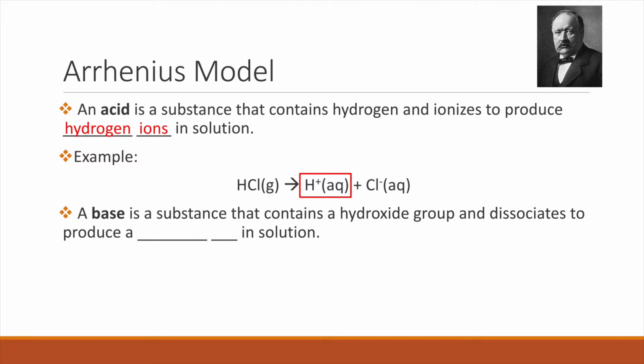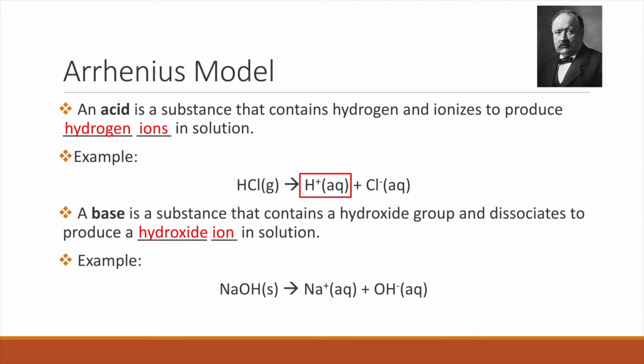Now he said that a base is a substance that contains a hydroxide group and dissociates to produce a hydroxide ion in solution. So here we have NaOH, which is an ionic compound that in solution splits up into Na plus and OH minus. So that presence of OH minus makes NaOH a base, according to Arrhenius.